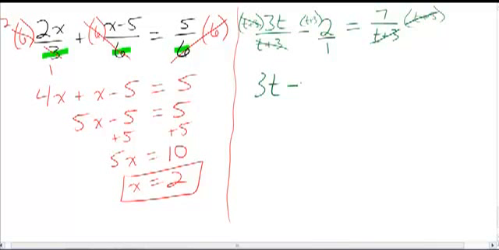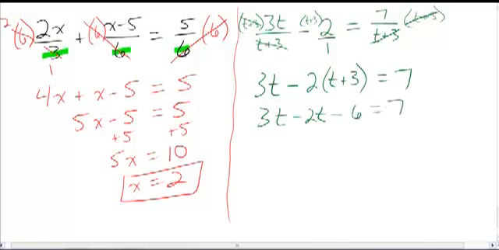Now, notice when I multiply t plus 3 by the 2, what I really need to do is distribute that 2. So let me just write it out first so that everyone sees what's going on. I'm really doing this. And that equals 7. So now distribute that negative 2, and I've got 3t minus 2t minus 6 equals 7. So how convenient, 3t minus 2t? Well, that's just 1t minus 6 equals 7. So add 6, and I get t equals 13.